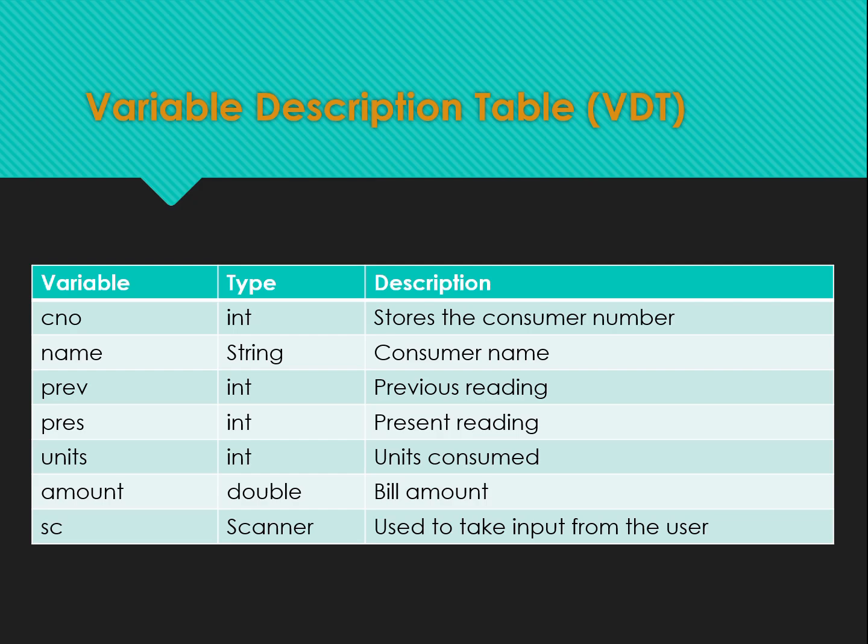We then calculate the amount, a double variable. This stores the final bill amount after applying the tariff rates as per the number of units consumed. Finally, we use sc, a Scanner object. It is responsible for accepting user inputs like name, consumer number, and meter readings. Understanding this table ensures that each variable's purpose and data type are clear, making the code easier to comprehend and debug. Now that we know the building blocks, let's proceed to see the output of the program.